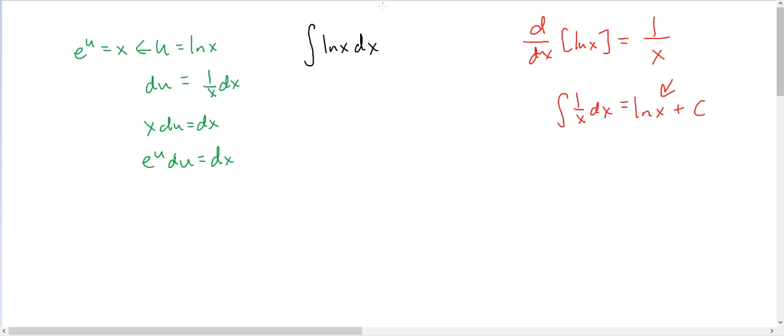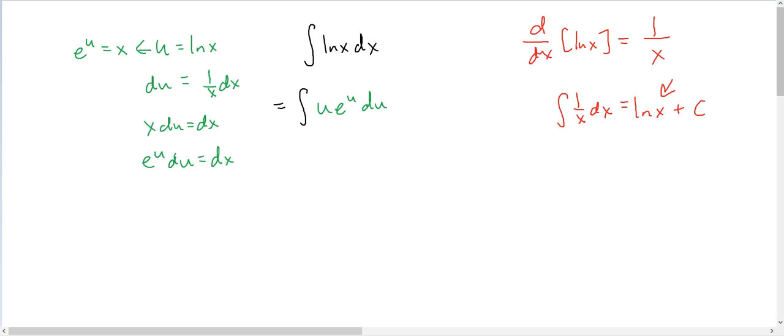Now we can go ahead and make the u substitution. So we have the integral of our ln x now turns into our u. That's this formula right there. So this is the integral of u, and our dx is now this right here. So our dx is going to be e to the u du. Now we're going to need to do some integration by parts to get this integral solved.